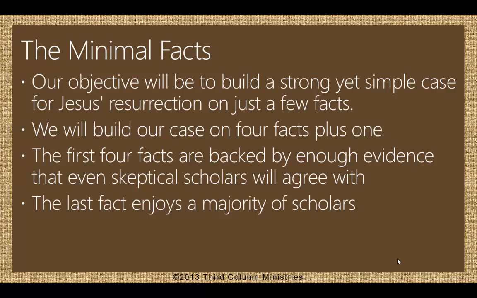So we want to build our case on 4 facts plus 1. There's 5 facts, but I'll show you why he divides them up into 4 plus 1. The first 4 facts are backed by enough evidence that skeptical scholars will agree on them. So all the skeptical scholars will agree on these 4 facts, and we'll start with that as our basis. And then the last one is a majority of scholars agree with it, not all of them. So we've got our 5 facts, and a majority or all scholars will agree with these things. That's what we want to do.